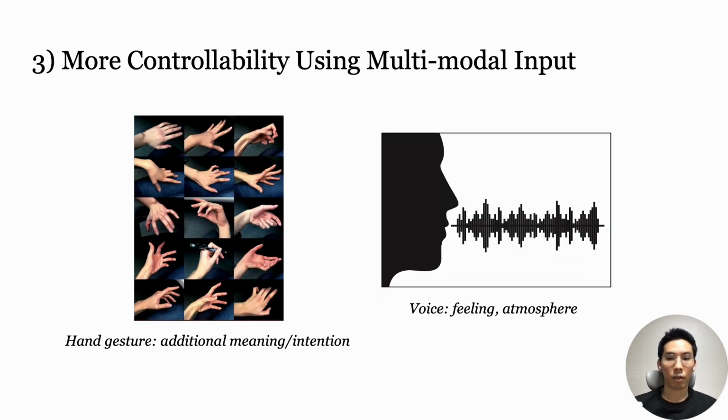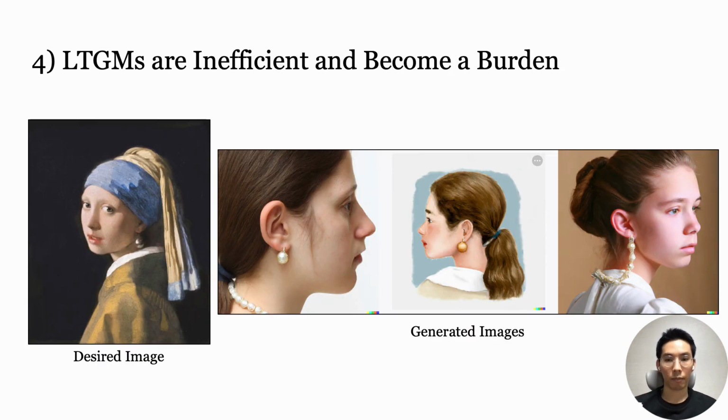To solve this, we would like to suggest using different modalities. For example, we can use voice to express one's feeling or atmosphere for the image. Since there can be things that cannot be expressed only with text input, more user intervention with diverse modalities will make it work. Lastly, 10 visual artists regarded LTGMs as inefficient in the situations where they already have a specific goal and requirement in their mind.